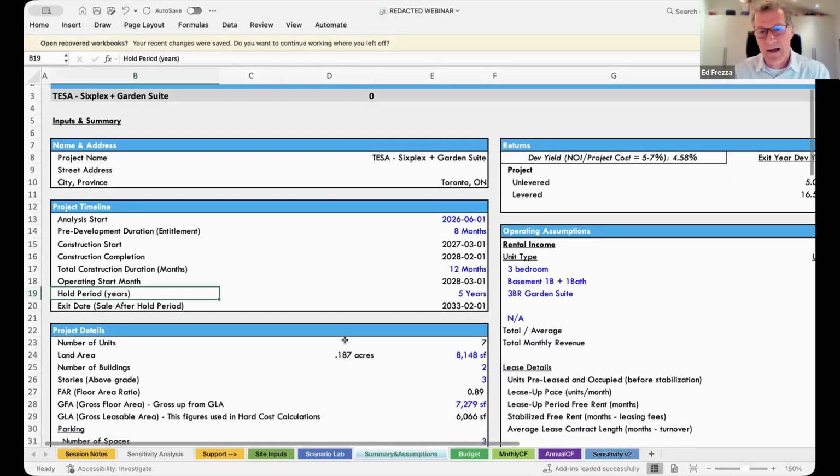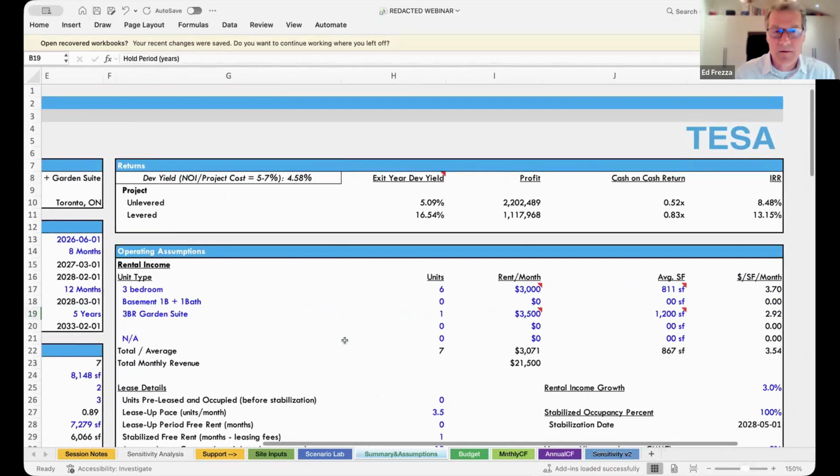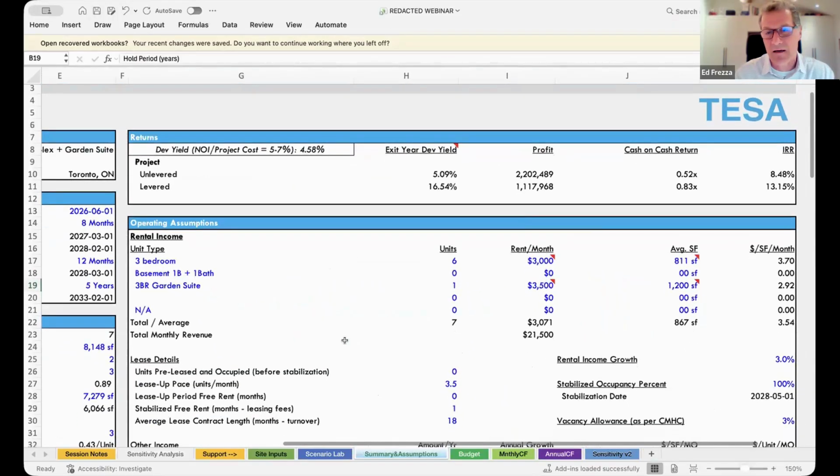Now we'll move to the right side of the page, and this is where we start inputting the rental income. So from our massing, we would have known how many square feet a floor plate is. We would know how many floors we have, and this is where we figure out roughly, are we going to do 1 unit per floor?